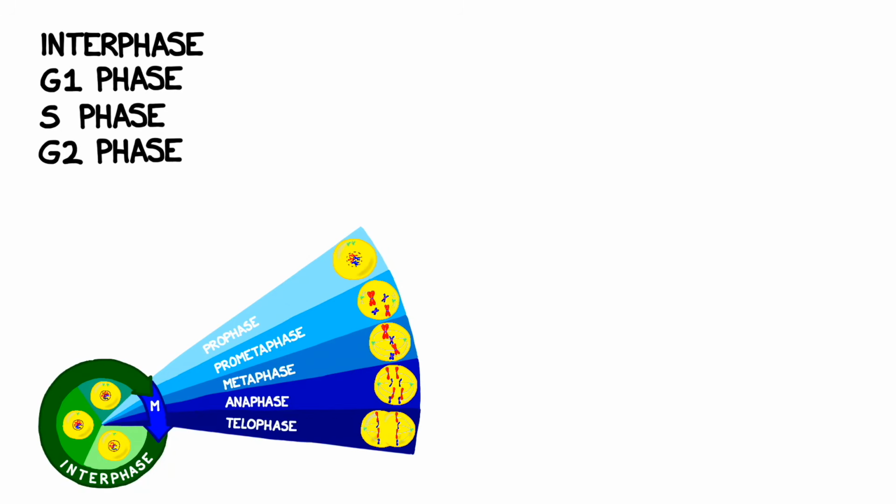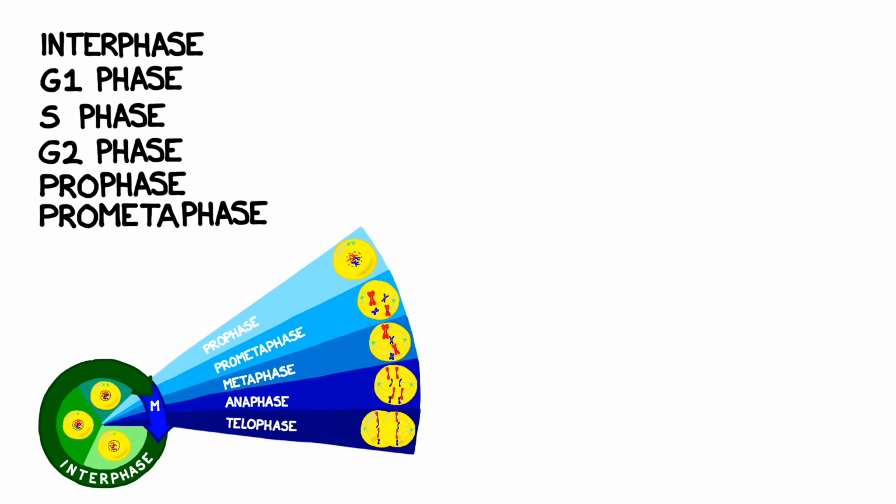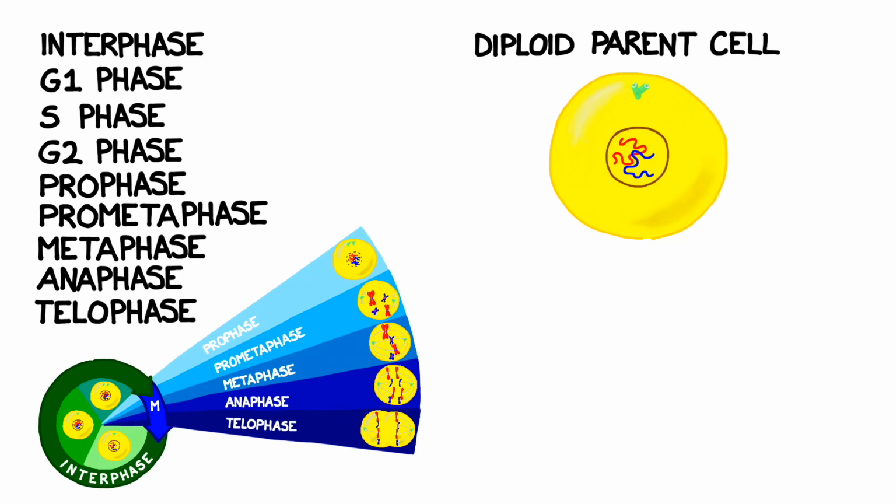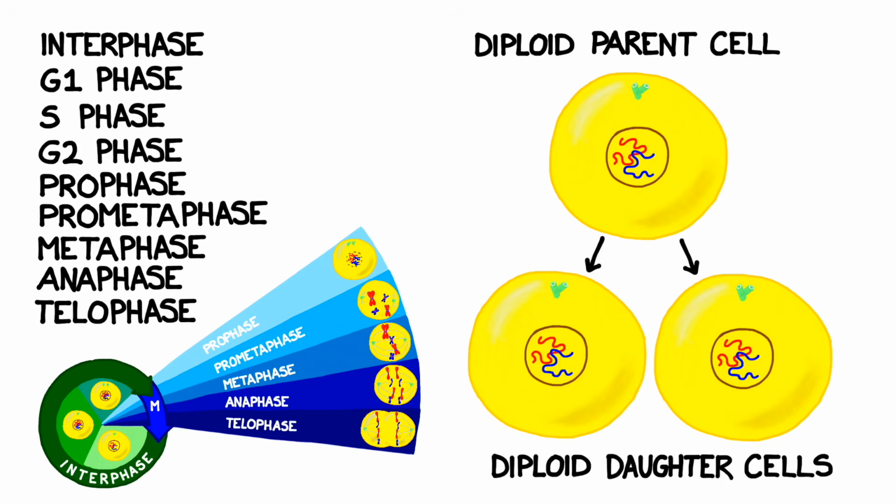In summary, the genetic material is duplicated during interphase. Then during prophase and prometaphase, it condenses into chromosomes for easy separation. In metaphase, the chromosomes are pushed into alignment on the metaphase plate and then are pulled to opposite poles of the cell during anaphase. The cytoplasm then splits during telophase, and the chromosomes then unravel back into chromatin. We've taken a diploid parent cell and created two identical diploid daughter cells.